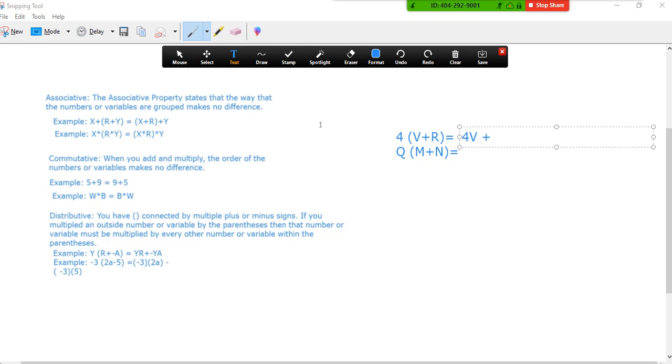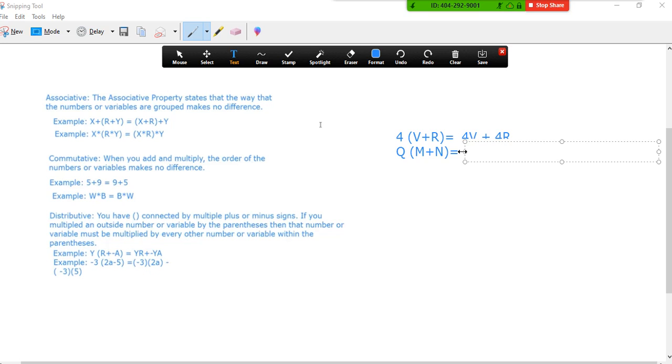plus 4r. And that's basically saying the same thing. So we have 4 times v plus 4 times r. But we don't put a multiplication symbol or a dot so as to not confuse anybody, because the multiplication symbol looks similar to the x. So basically this equation is saying 4 times the quantity v plus r equals 4 times v plus 4 times r.